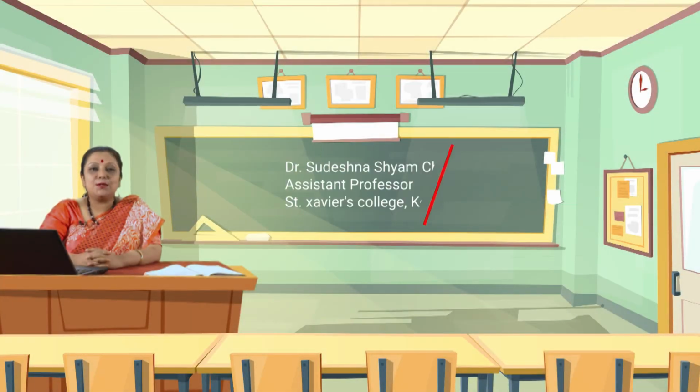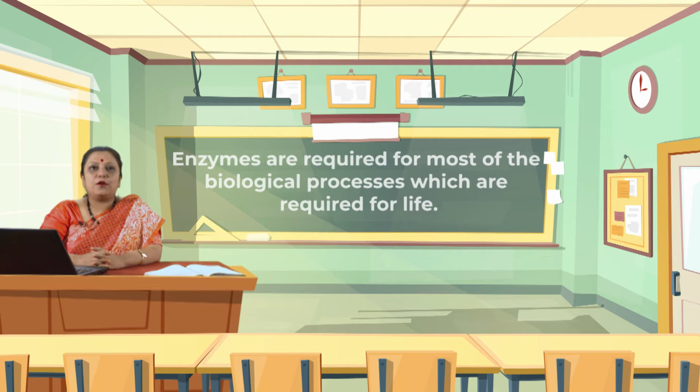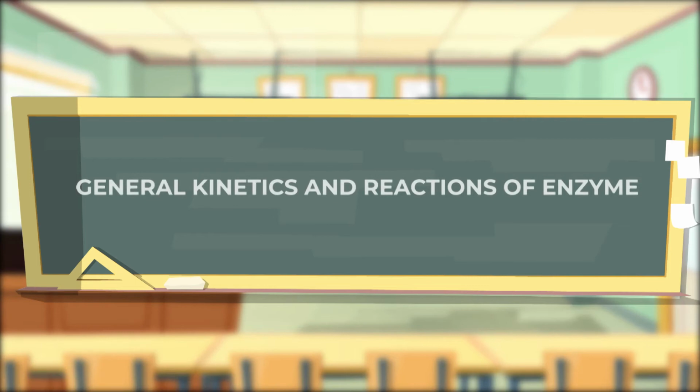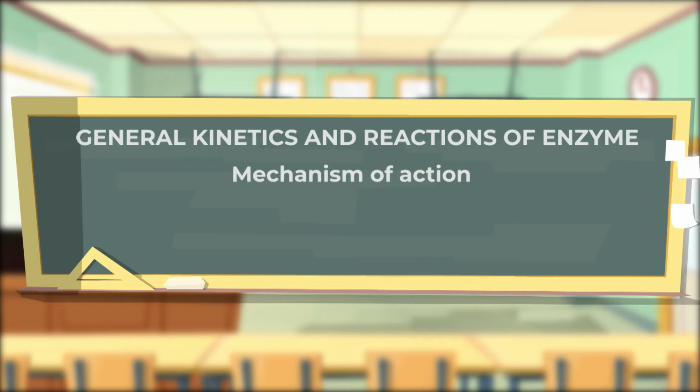Hello students, today I will discuss the different mechanisms of enzyme inhibition and enzyme kinetics. Enzymes are required for most of the biological processes which are required for life. Enzymes catalyze a reaction by reducing the activation energy needed for the reaction to occur. The general kinetics and reactions of enzymes: I will discuss the mechanism of action, transition state stabilization as well as enzyme dynamics.